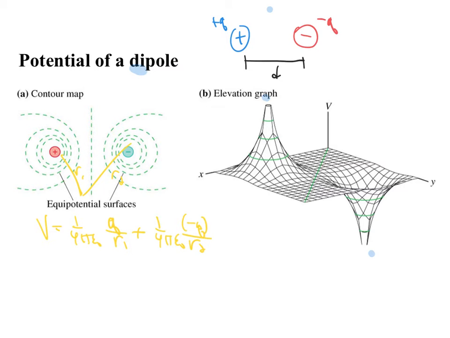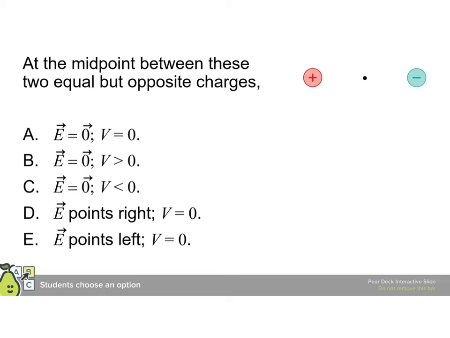And there's a lot going on. You can see that since the electric field is the slope, it's kind of complicated. Dipole fields are not simple. All right, so looking at the midpoint between these two equal but opposite charges, which of these things must be true?